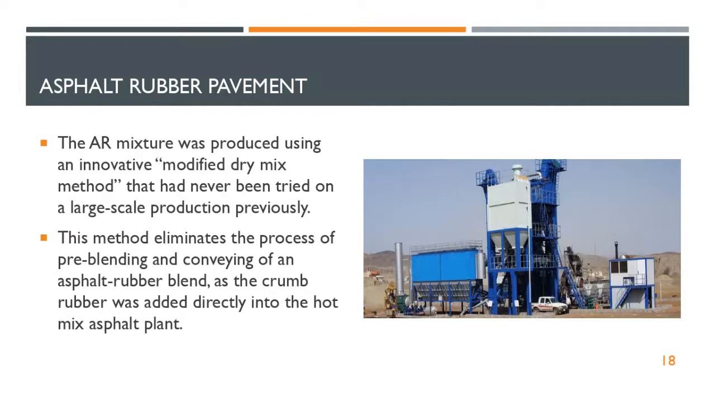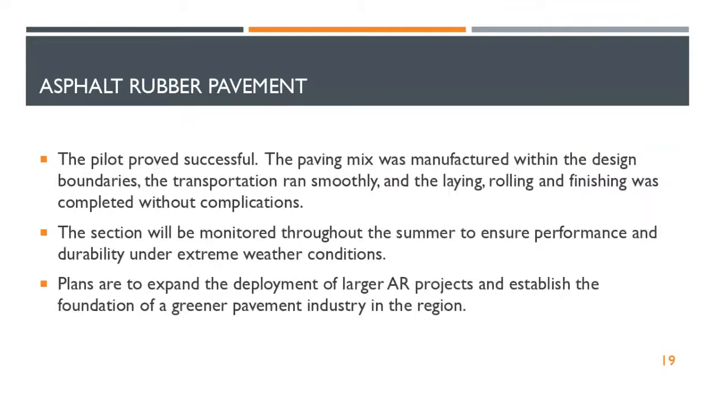This slide talks about how the asphalt mixture was actually produced. The asphalt mixture was produced using an innovative modified dry mix method that has never been tried previously on a large-scale model. A little bit of technicality about this: this method eliminates the pre-blending and conveying of an asphalt rubber blend, as the crumb rubber was added directly into the hot mix asphalt plant. And the pilot itself, meaning the laying of the asphalt, was a success.